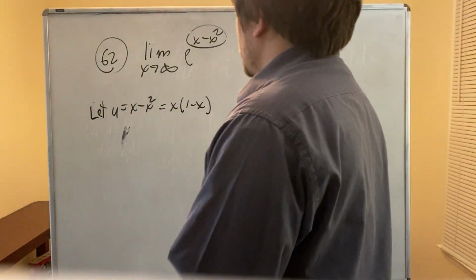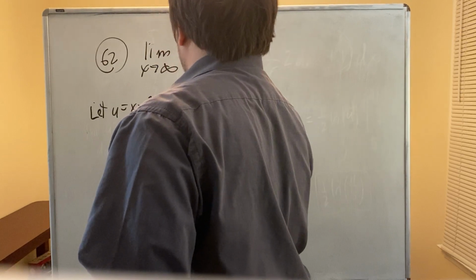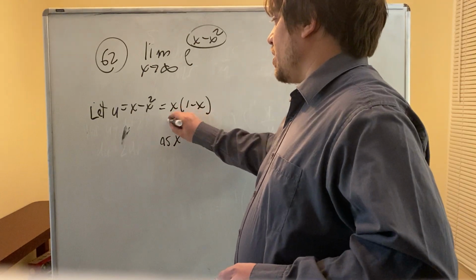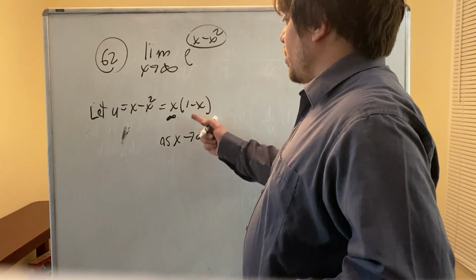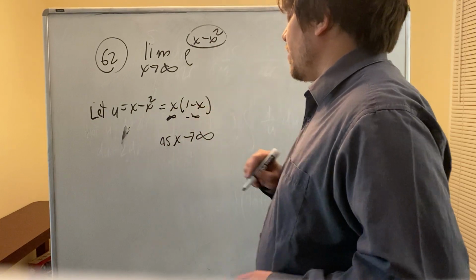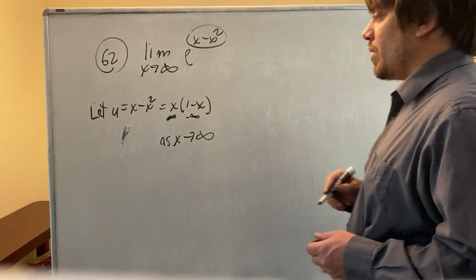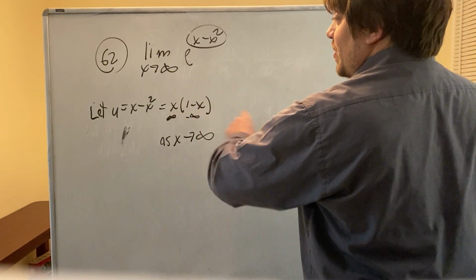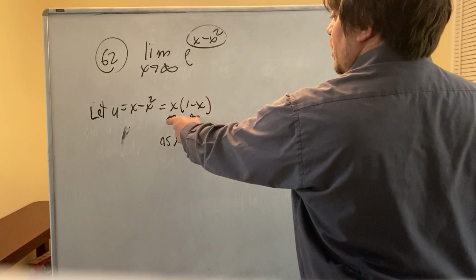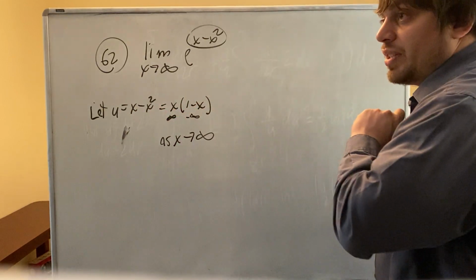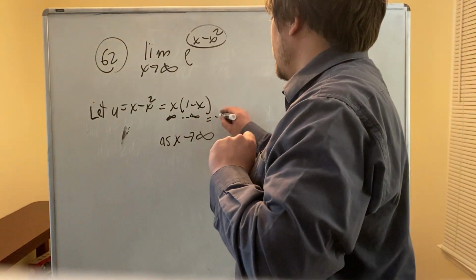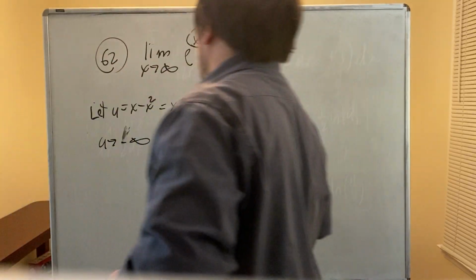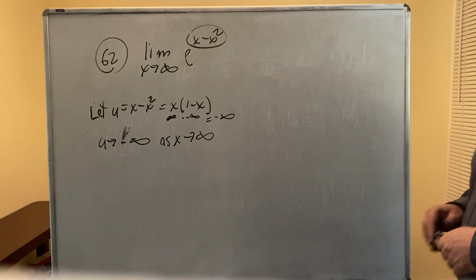Okay, well, as x approaches infinity, this thing, x, obviously approaches infinity. As x approaches infinity, 1 minus x approaches negative infinity because of the negative x. Adding 1 doesn't matter. So we're multiplying a number tending to infinity by a number tending towards negative infinity. That means the product, x minus x squared, u, tends to negative infinity. Infinity times negative infinity is negative infinity. And so u tends to negative infinity as x tends to infinity.